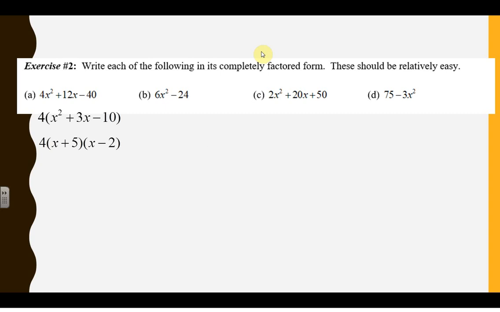B, 6 in common. X squared minus 4. Because it's a binomial, I check for difference of perfect squares. This is, in fact, a difference, and x squared and 4 are both perfect squares. Completely factored.